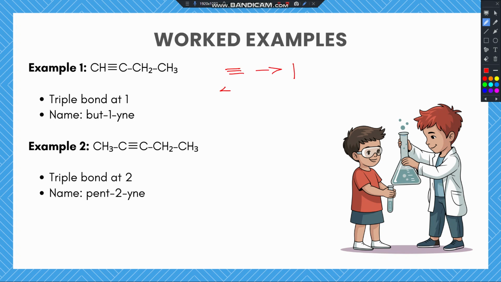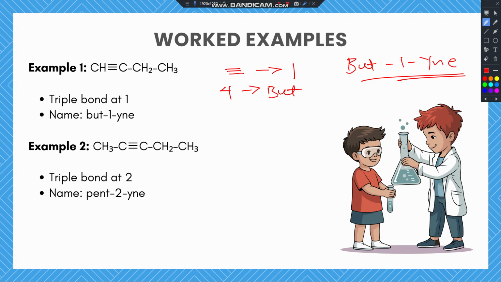And then the parent chain contains 4 carbon atoms, which gives us BUT. So putting everything together, we have but-1-yne. That is the name of the compound. We have the second example. Have this compound on the screen right now.